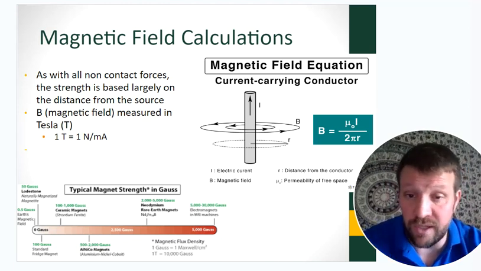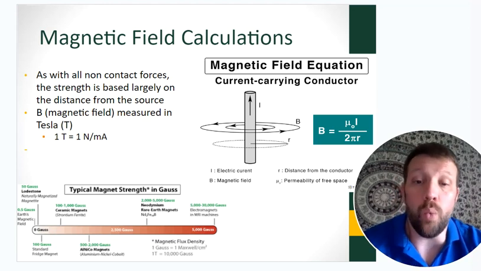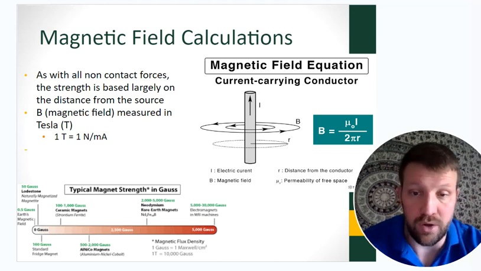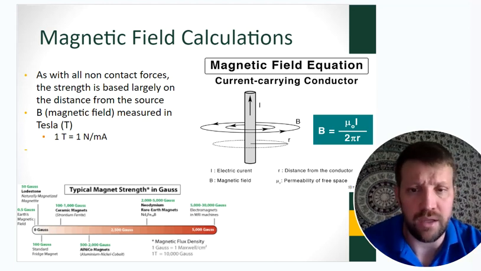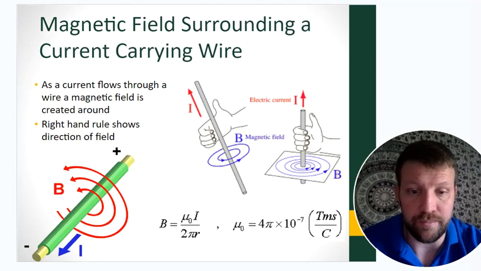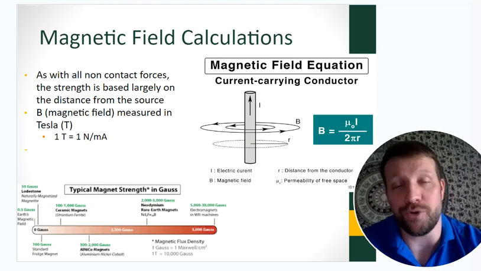Now, B, the magnetic field, this is measured in Tesla, and that is equivalent to 1 Newton per meter times amps. Sorry. And if I'm confusing with that, we will clarify in class.